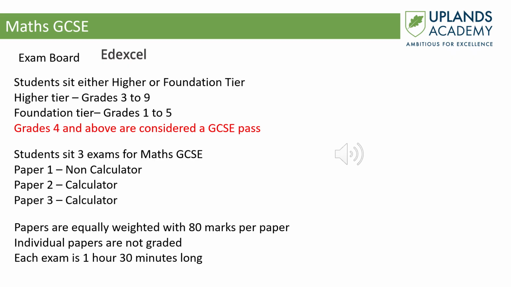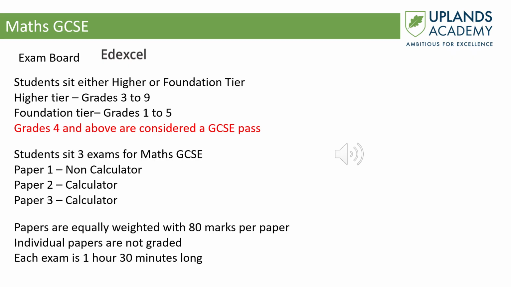There are 3 exams for the Maths GCSE. There is paper 1, and that is a non-calculator paper. Paper 2 and paper 3 are both calculator papers. Now, those papers are equally weighted and there are 80 available marks per paper. The individual papers are not graded, it is the total that is graded, and the grade boundaries do tend to change slightly year on year. They're readily available online if you wanted to have a look at them.